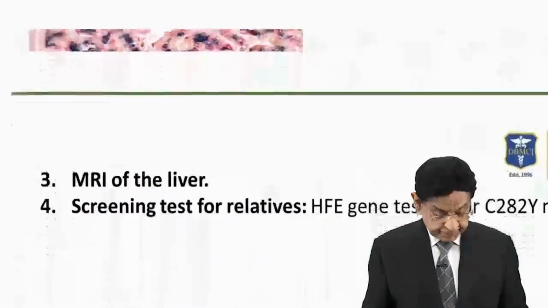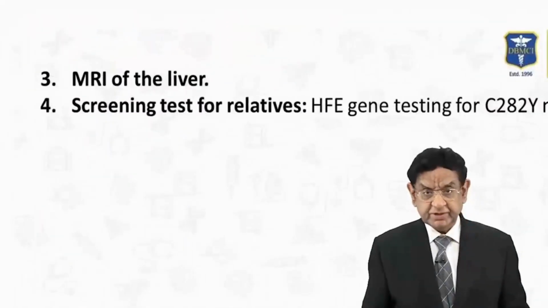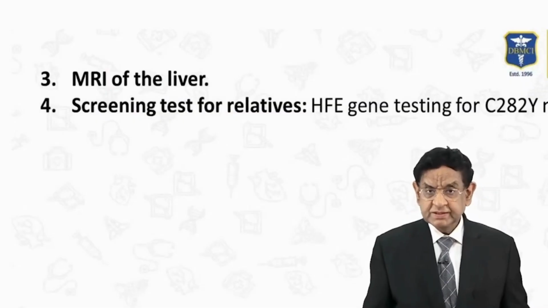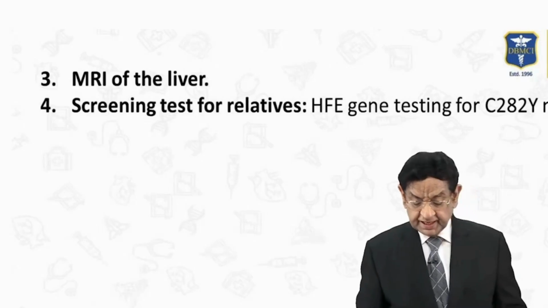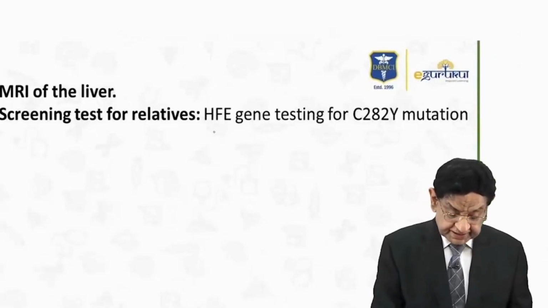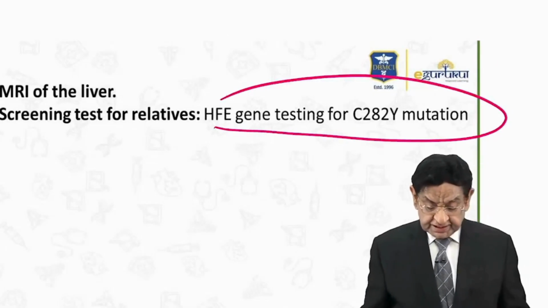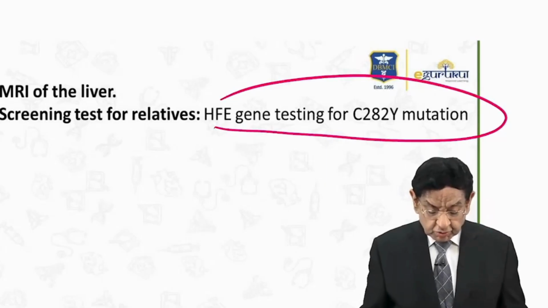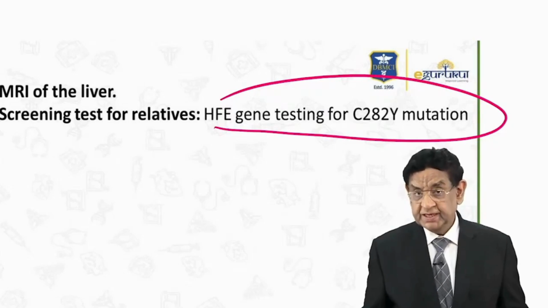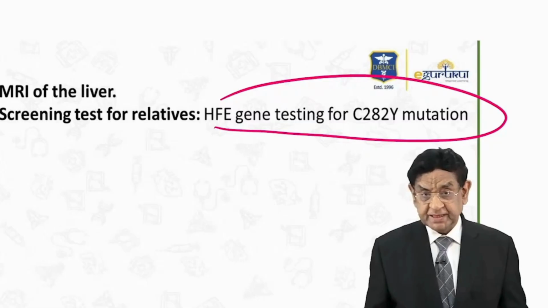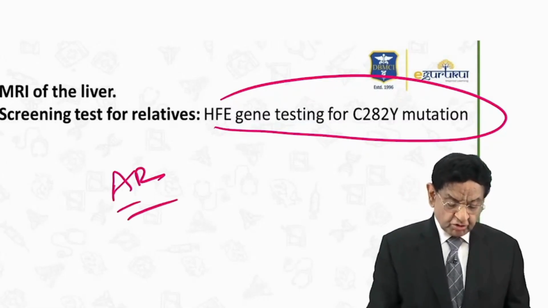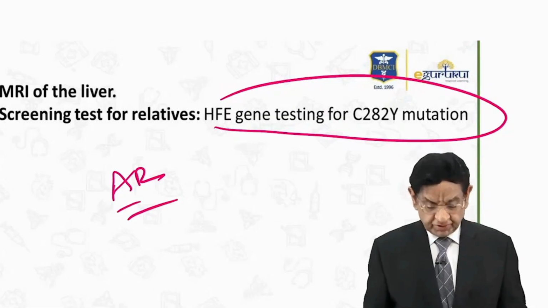Okay, we can do MRI of the liver also, just to add on to the investigation. And you must always screen the relatives for HFE gene testing for the C282Y mutation. I told you there are two mutations, but this is much more common. Remember, it is autosomal recessive. So all relatives should be investigated for this gene.